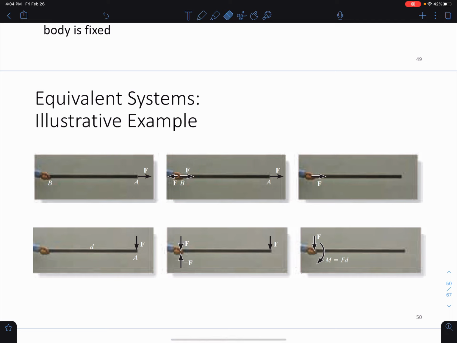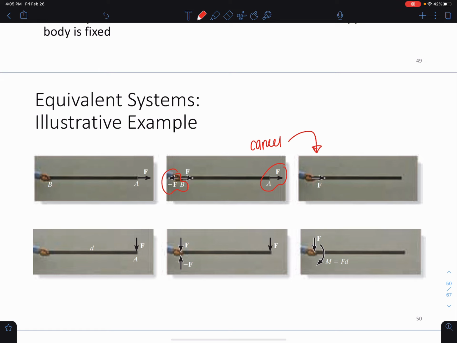So I'm going to uncircle this for a second. The negative F at B and the F at A cancel, and we get this, leaving only the force at point B. Now the force F has been moved from A to B, but we haven't modified the external effect on the stick, right? We started out with this system, and we now have this system, and we have the same external effect happening. Basically, the reaction at the grip remains the same.